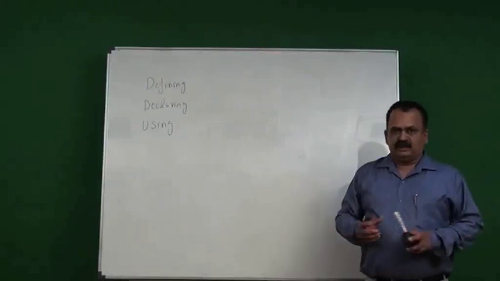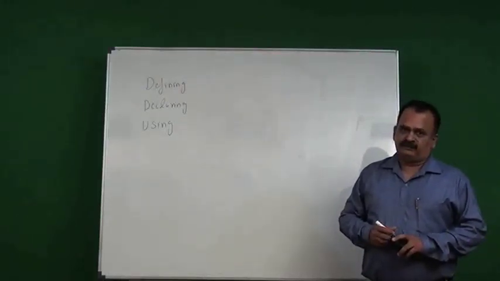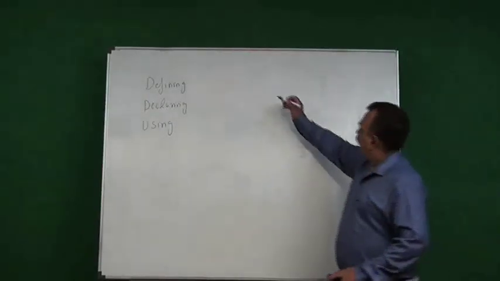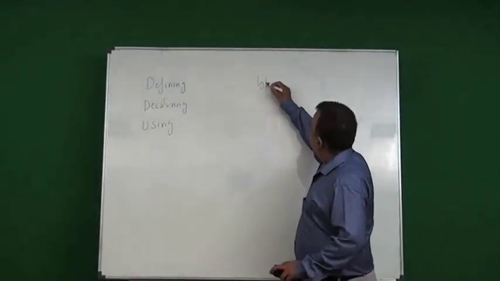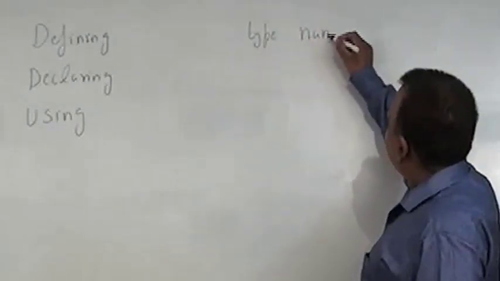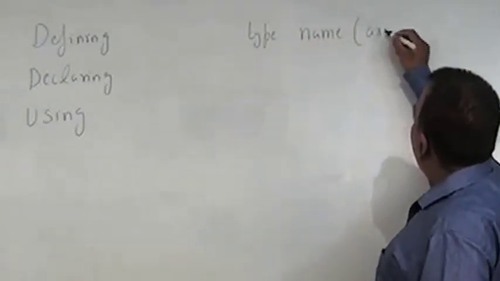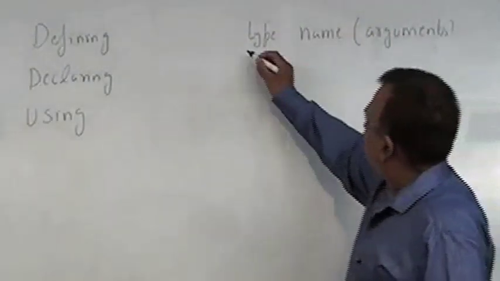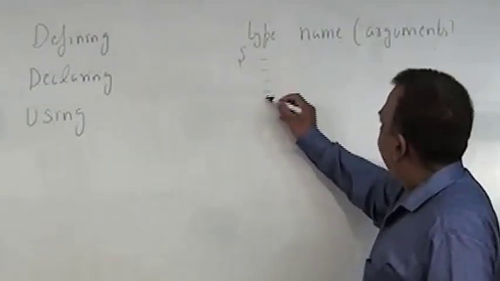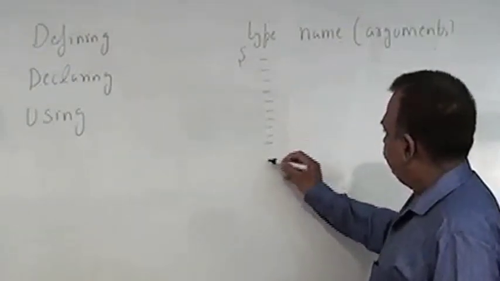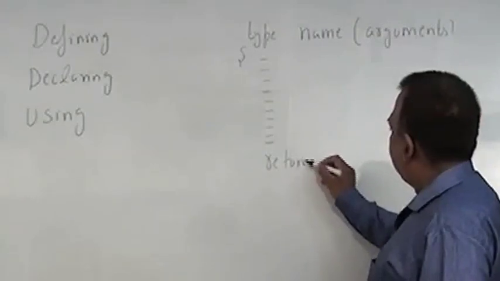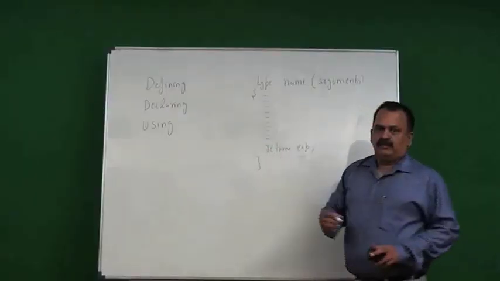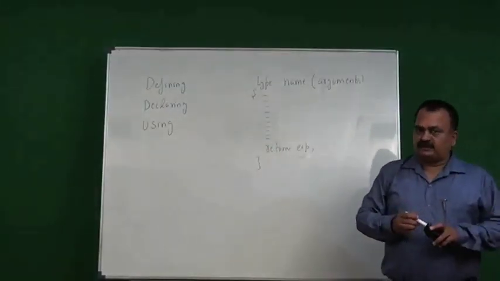Function definition means giving the logic of the function. A function is defined as follows. It is given as type, then name of the function, then arguments. In braces, we give the logic of the program or body of the function, then the return expression. We will discuss these points.